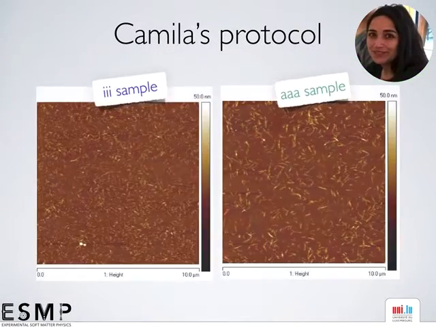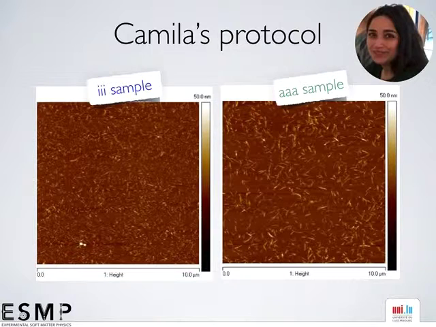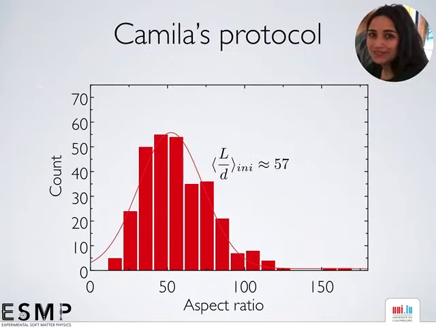And if you look at the AFM images, you see quite clearly, I think, that these are the same scale. So you see, I think, immediately that the AAA sample really has much longer rods than the III sample. And to quantify it a little bit, here are the statistics.